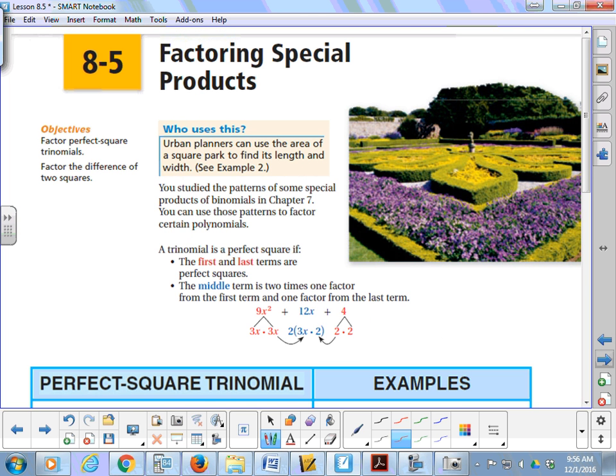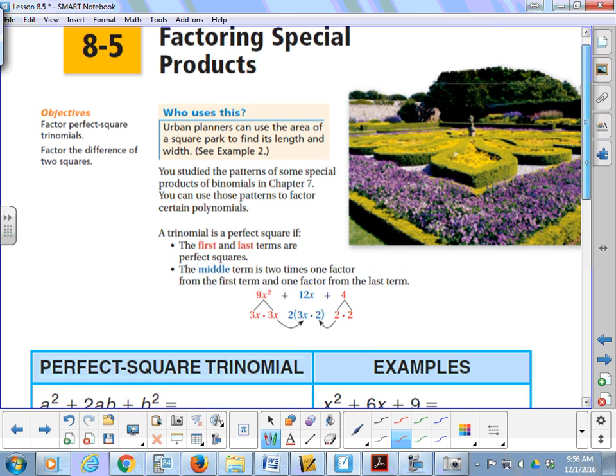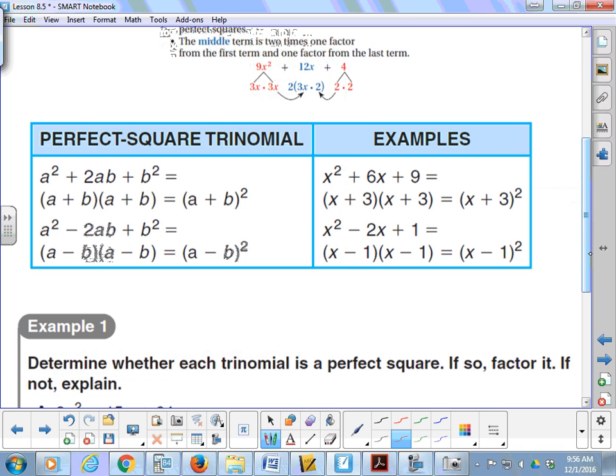All right, so we have two special products for factoring that we're going to look at now. One of them is called perfect square trinomials, and they look like this. If we have a squared plus 2ab plus b squared, then we get factored form of a plus b times a plus b, which I can write as a plus b squared. Or if the 2ab is negative, then we have minuses there.